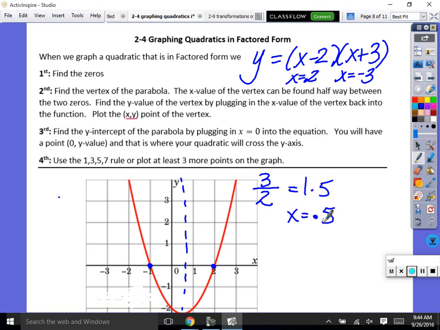So now we'll plug in 0.5 into our function back in here. We can just type it into our calculator, and then we'll have the vertex, how far down to go. And then third, find the y-intercept, so we know where it's crossing the y-axis. And then plot at least 3 more points. So we'll just do some examples and it will make more sense.